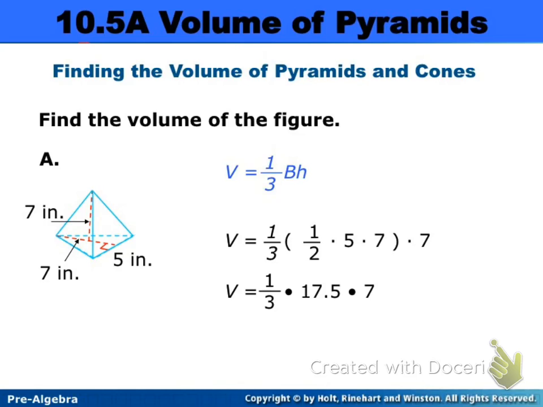You can simplify inside the parentheses to get 17.5. So basically when you take 35 divided by 2, you get 17.5 times 7, and then take that whole product and divide by 3 to get 40.8 centimeters cubed. Make sure that you can get those numbers to work out in your calculator.